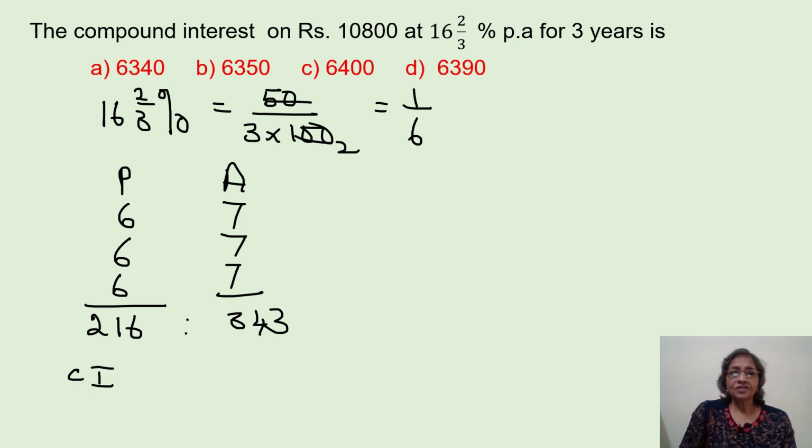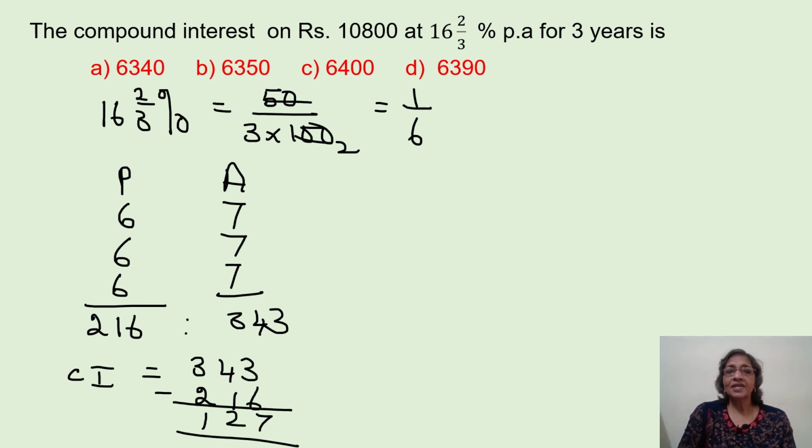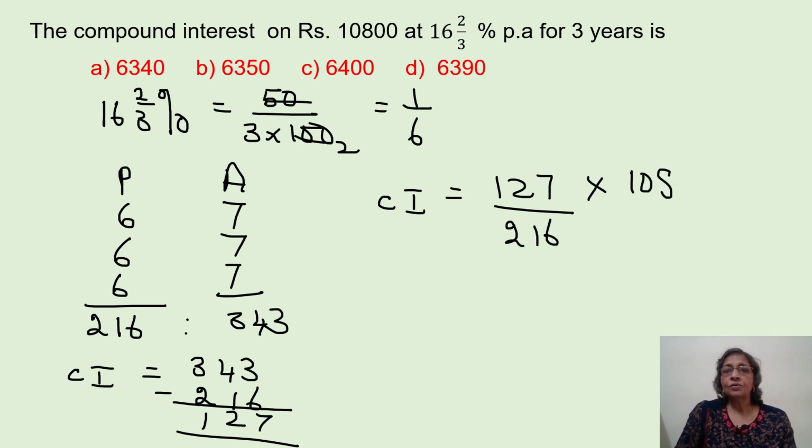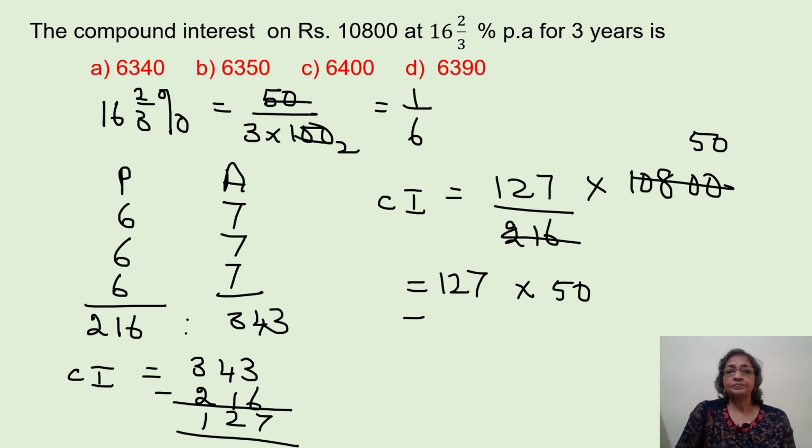So compound interest is going to be 343 minus 216, 127. So on the principal which is given to you, 127 is on 216. So for 10,800, this goes directly 5 times. So 50, 127 into 50. Multiply, you will get your option as the B option.